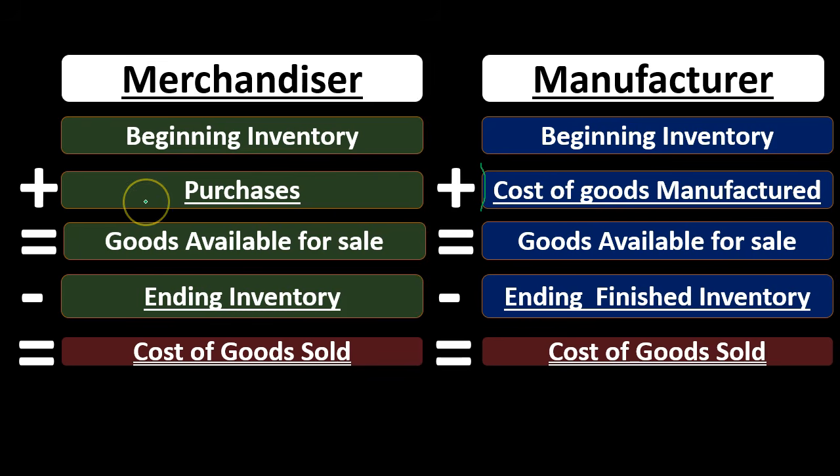If we talk about a merchandiser, it's very easy for us to know what the purchases are because that's what we purchase. That's pretty straightforward. For the manufacturer, however, the cost of the goods we manufacture is going to include more than just what we purchase, more than just raw material. It's going to include things such as direct labor and overhead.